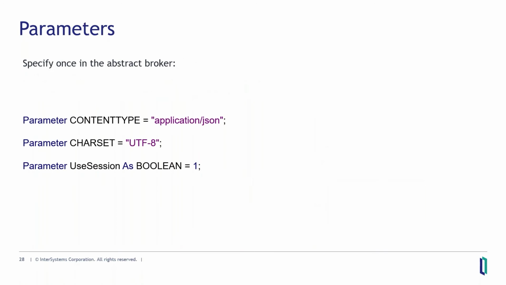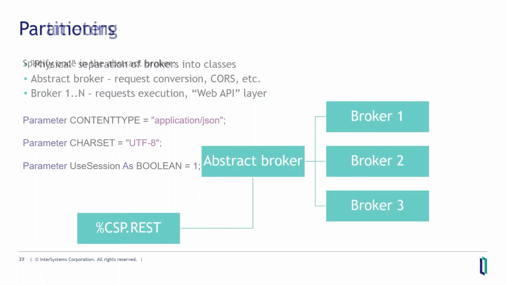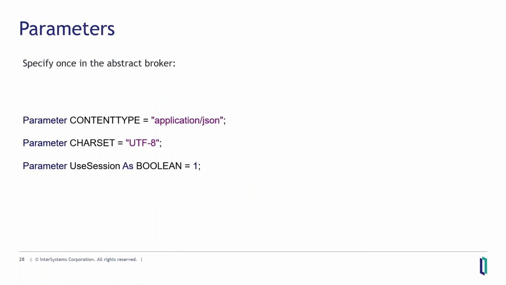Parameters. For your abstract broker, I really recommend specifying these three parameters. And also I'd like to remind you that parameters are inherited from a superclass. So if you have this picture where your brokers are extending the abstract broker, they would also inherit all its parameters. And important stuff, content type: it would be added to all responses that you're communicating in JSON. Well, only add it, of course, if you are communicating in JSON.